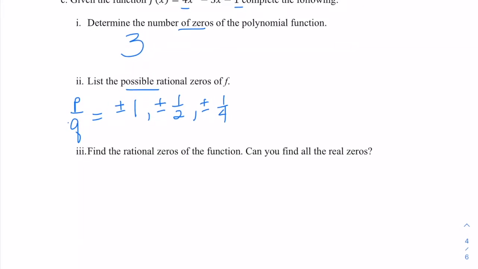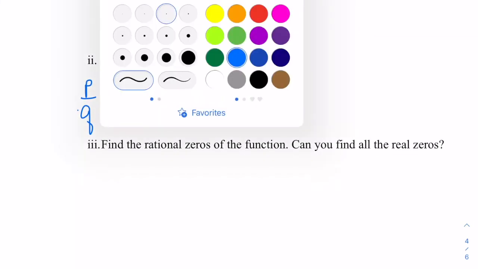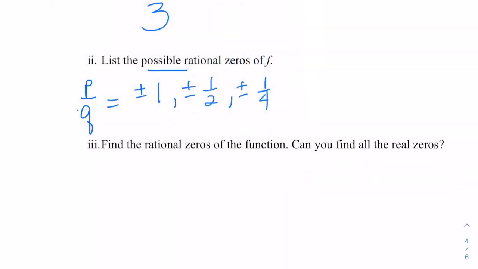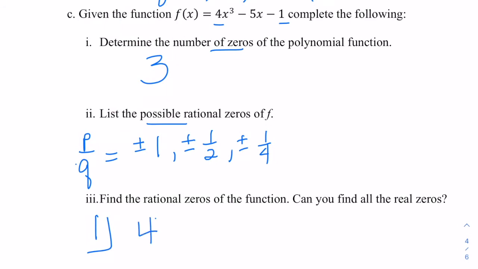Okay, so to plug those in, we could use synthetic division and see if any of those work. So if you want to plug one in, you could plug in 1. So we have 4. Don't forget to put a space for your x squared. -5. For x, and then -1. So I bring down that 4, and we get 4, 4, 4, -1. Very close, but not going to work.